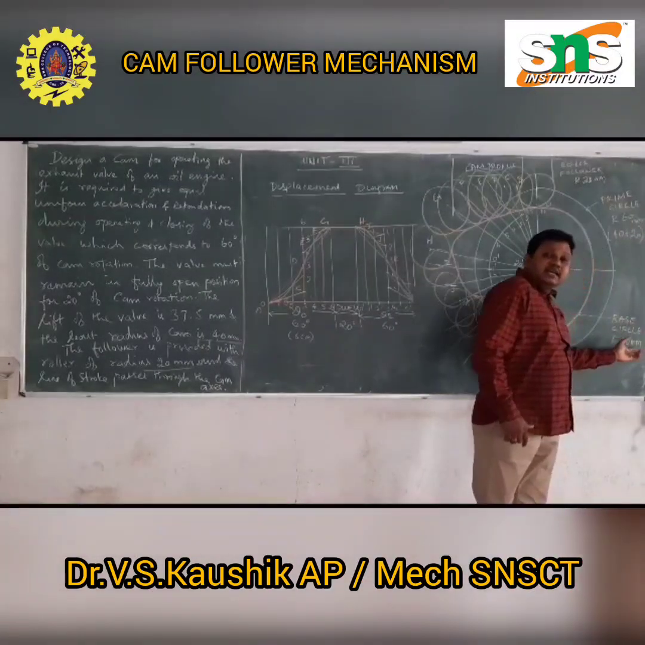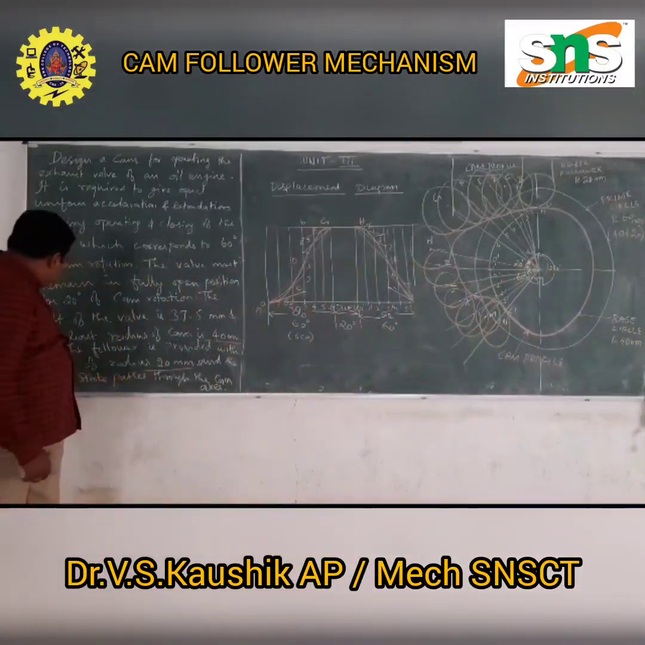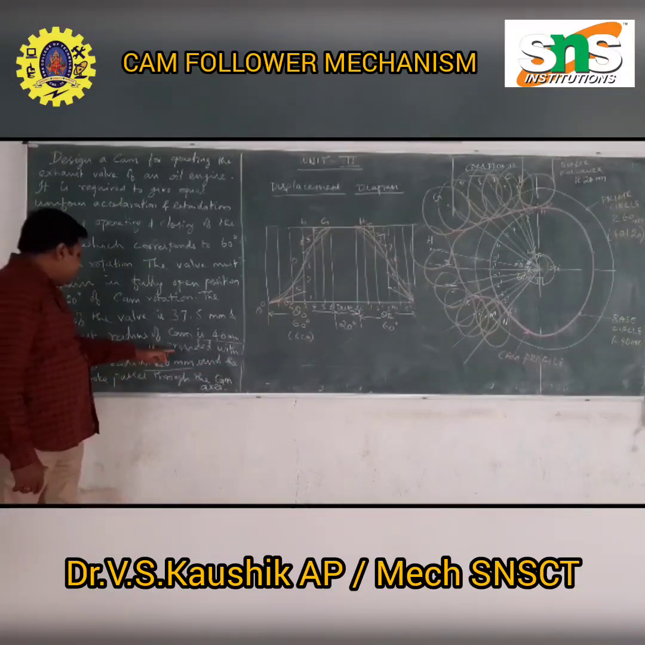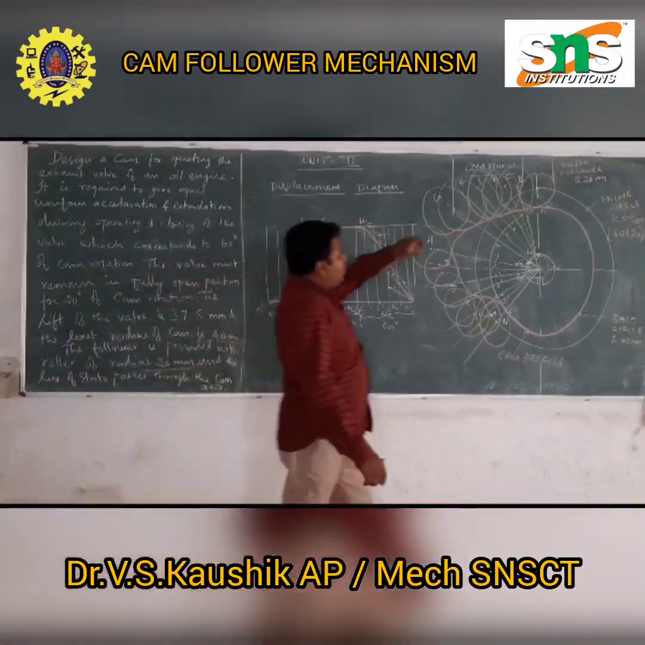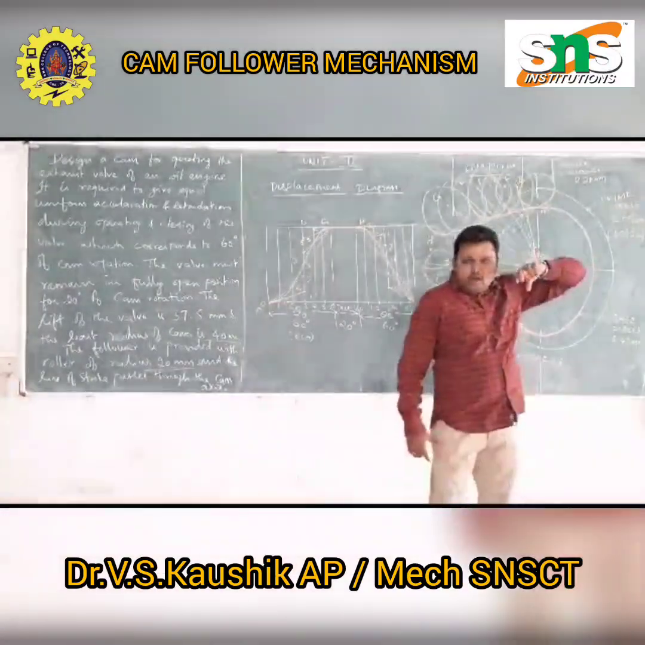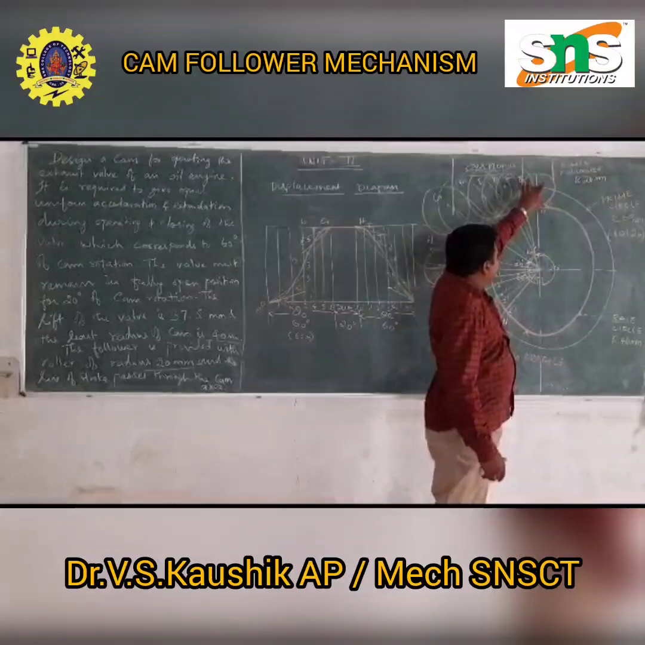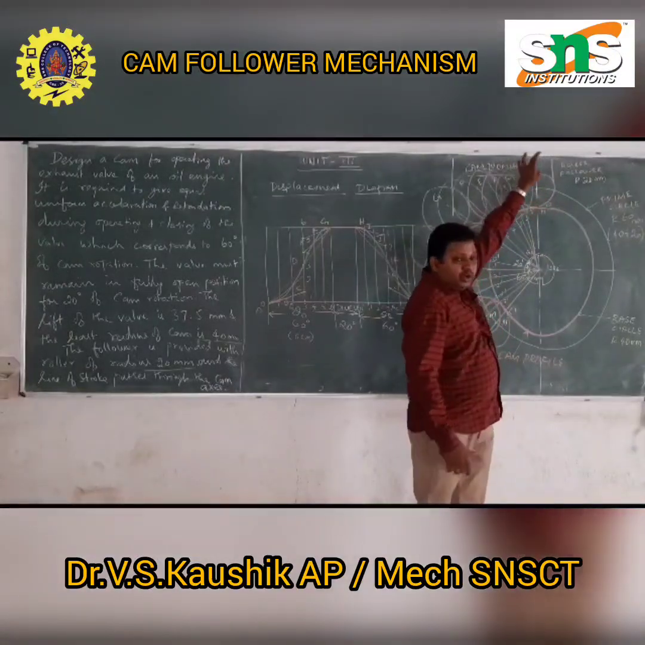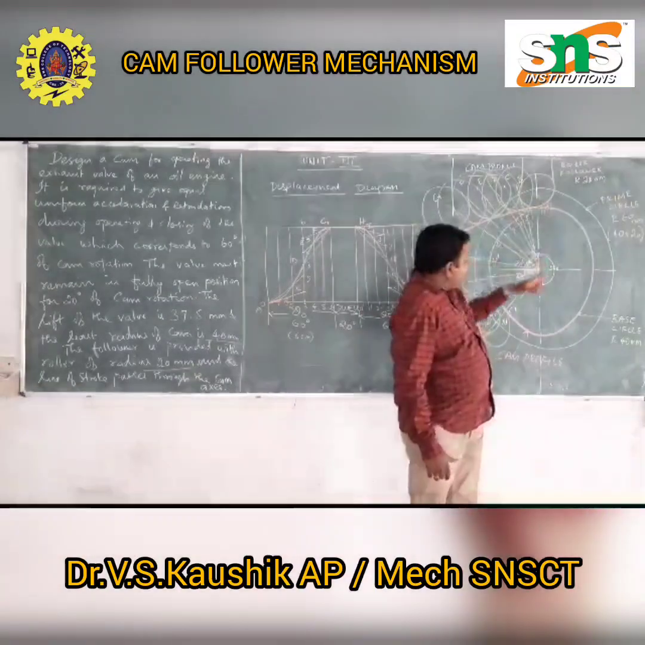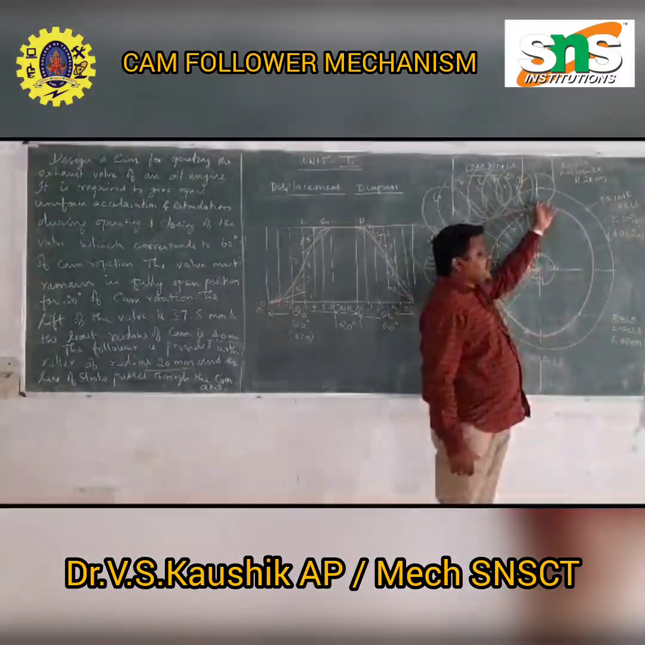The base circle radius is 40 mm. That is what is given here. The follower is provided with a roller of radius 20 mm. We should take 20 mm in the compass, place the center point here, and draw the circle. That circle should touch this base circle.